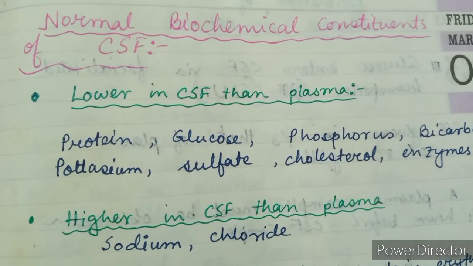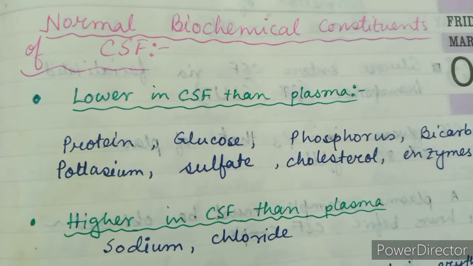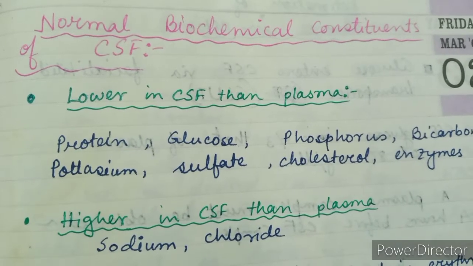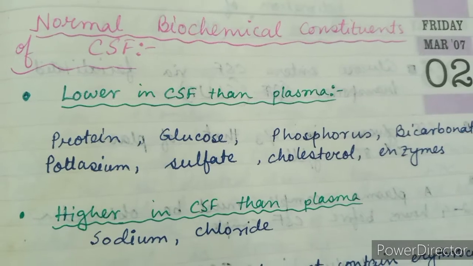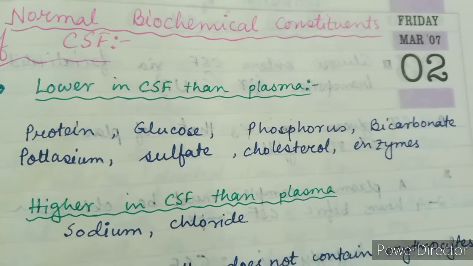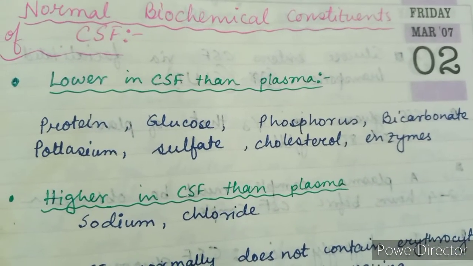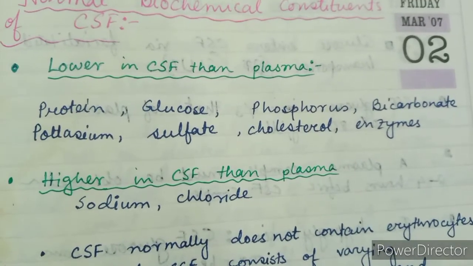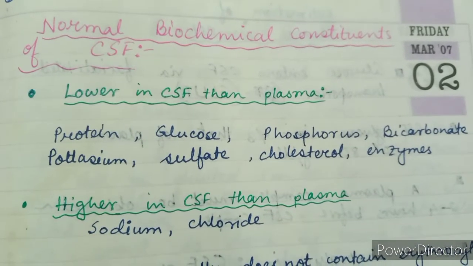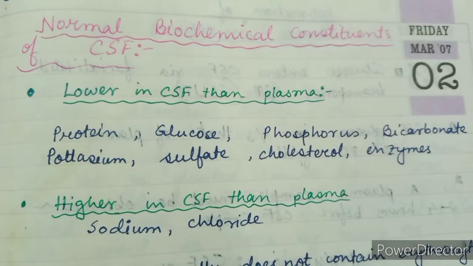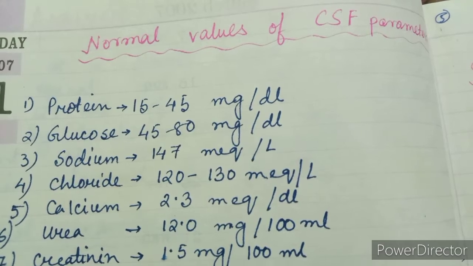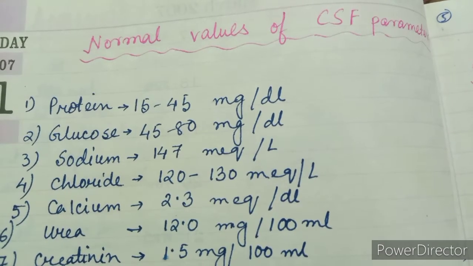After discussing the physical properties of CSF, we will discuss the biochemical properties of CSF. Normal biochemical constituents of CSF: the parameters which are generally lower in CSF than plasma are protein, glucose, phosphorus, bicarbonate, potassium, sulfate, cholesterol, enzymes, etc. Those higher in CSF than plasma are sodium and chloride. Now I will discuss the normal values of the biochemical parameters present in CSF.